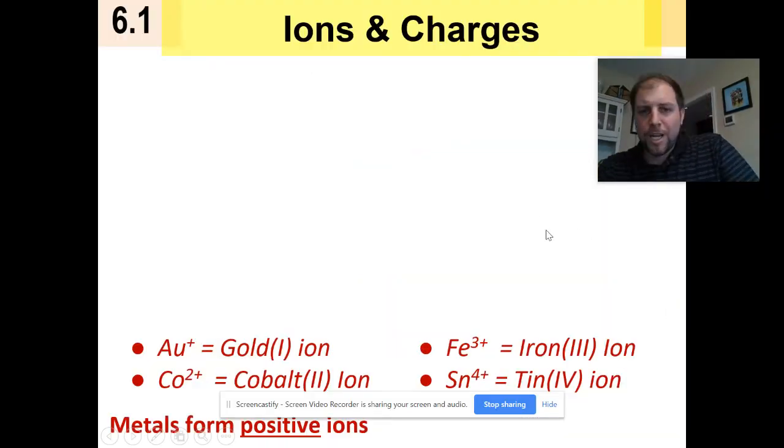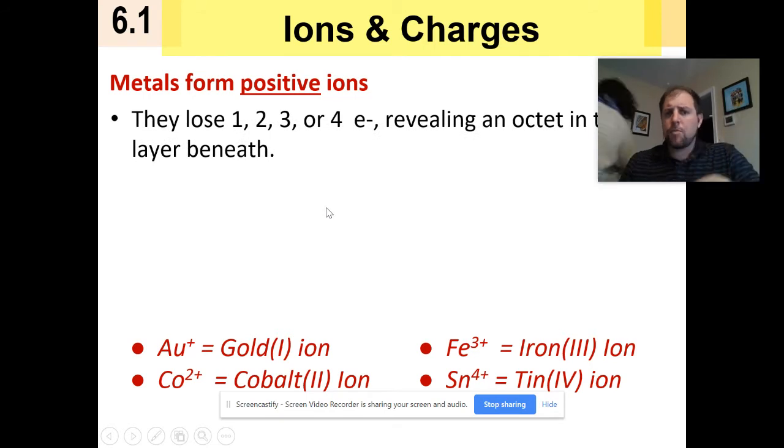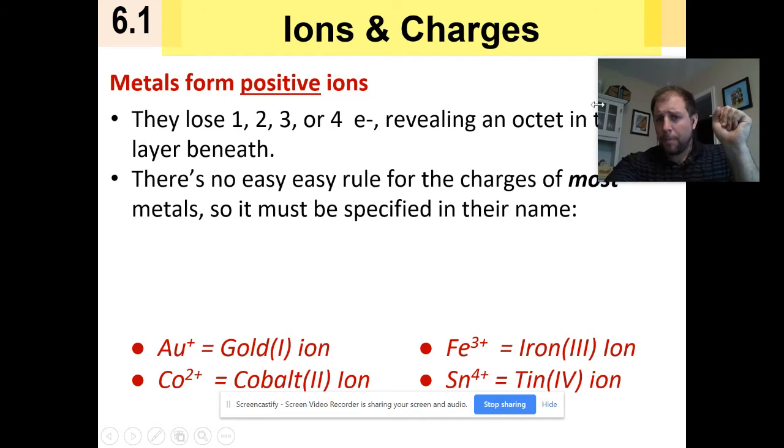All right, guys, so here we go with part 2 of the video, metal ions. So we talked about how non-metals form negative ions. Well, metals will form positive ions. They will lose either 1, 2, 3, or 4 valence electrons, revealing the octet layer underneath. Now, it's a little bit complicated, okay?